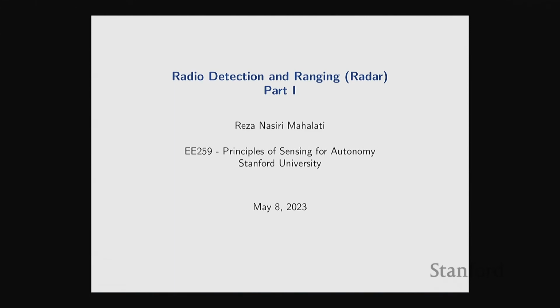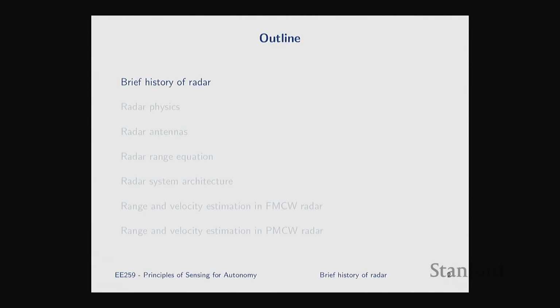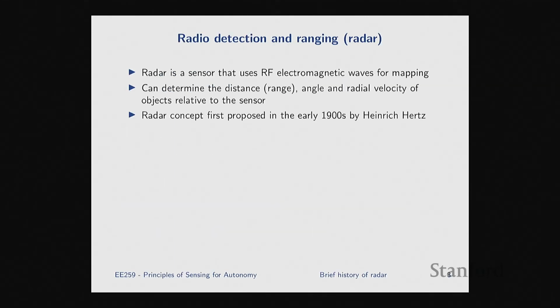So radar is another active sensor used for robotic mapping. And the main difference with sonar is basically it uses electromagnetic radiation instead of sound waves, at radio frequencies. So it can determine range, it can determine angle or direction of arrival. As we will see, it can also detect the radial velocity of targets using the Doppler effect.